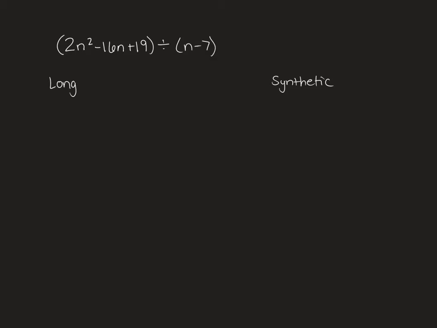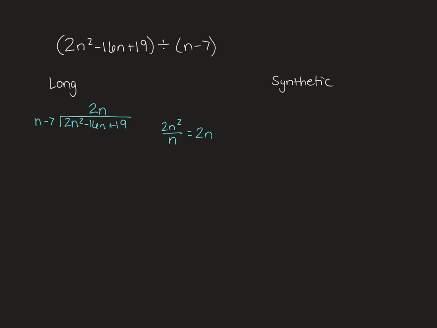So let's do another example. We have 2n squared minus 16n plus 19 divided by n minus 7. I'll do both ways, long division and synthetic. Okay, and so I'm going to do my work off to the side. So first things first, 2n squared divided by n, which will give me 2n. That's what I write up top.